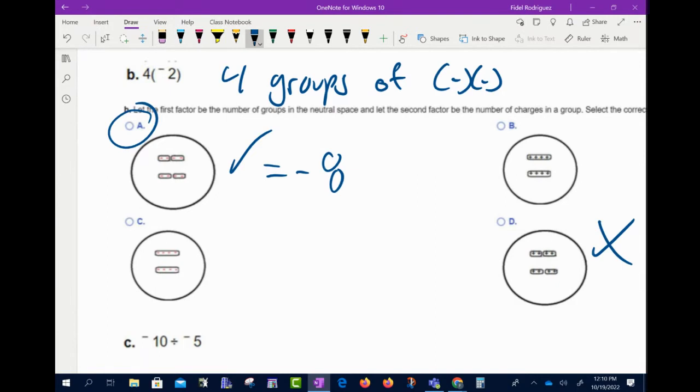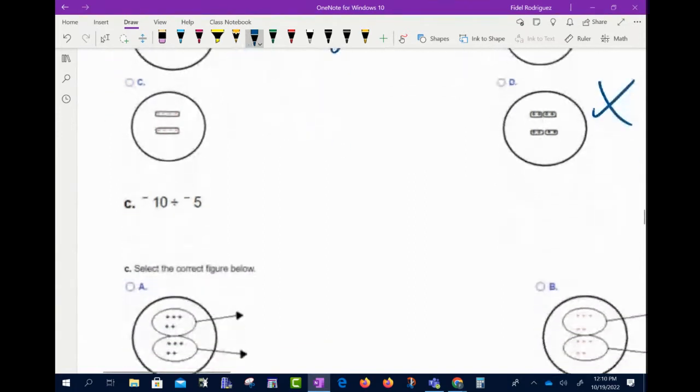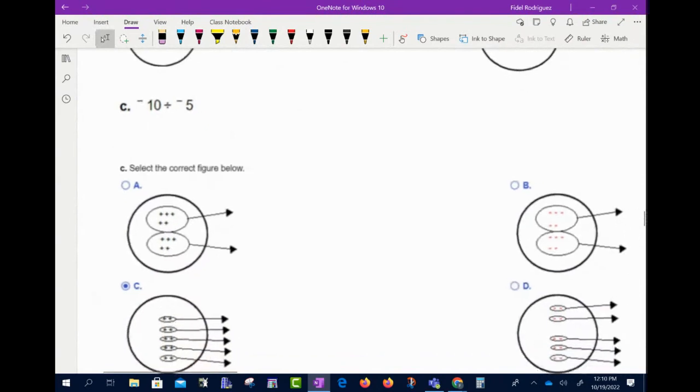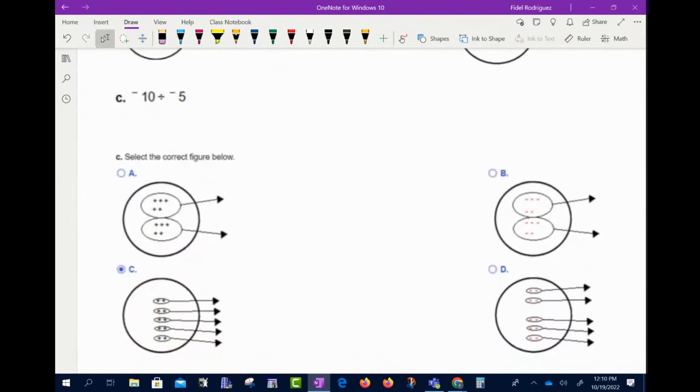Okay, so now when we're going to do division, what I'm looking at is this number here is going to be my total chips. And that -5 is going to be the number in each group. Okay, the number in each group.